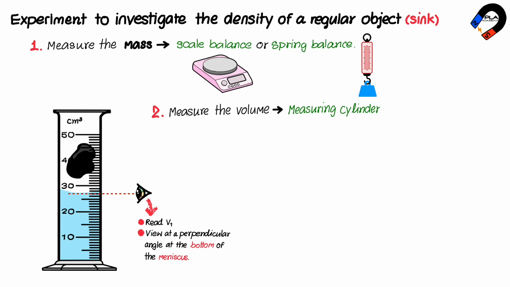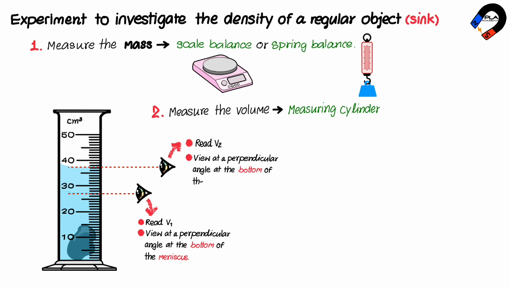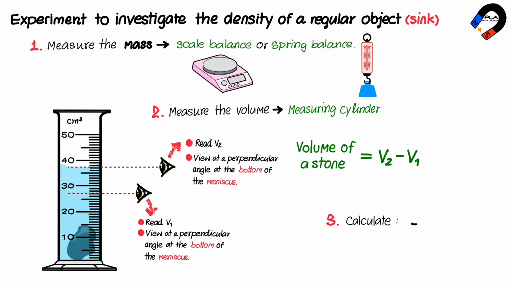Carefully place the stone into the water. The water level rises, as shown. Read the final volume, V2, by viewing the scale at a perpendicular angle at the bottom of the meniscus. The volume of the stone is the final volume, V2, minus the initial volume, V1. 3. We can calculate the density of the stone using ρ equals m divided by V.